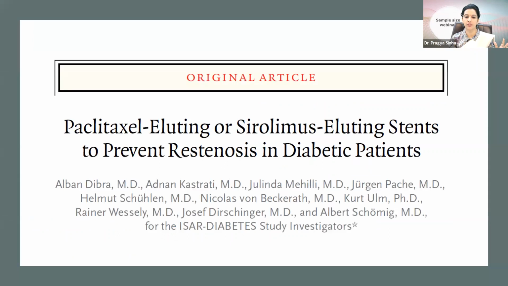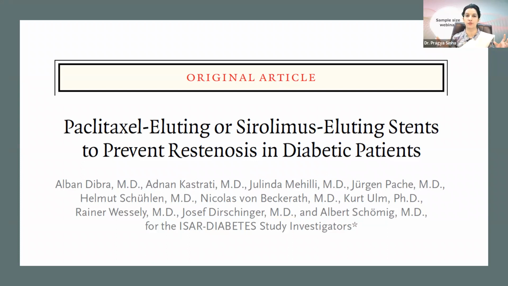So, coming to this example of paclitaxel eluting or sirolimus eluting stents to prevent restenosis in diabetic patients. In this, what is the outcome if you see this? What is the outcome in this case? All of you, please write. Outcome of the study. In this case, by seeing this title, what is the outcome? Restenosis. Yes. So basically, the prevention of restenosis is the outcome.